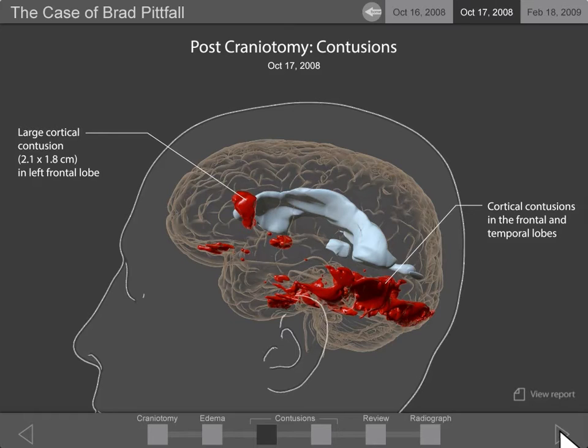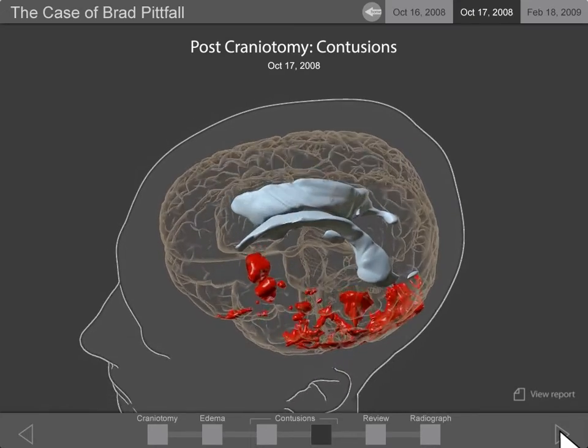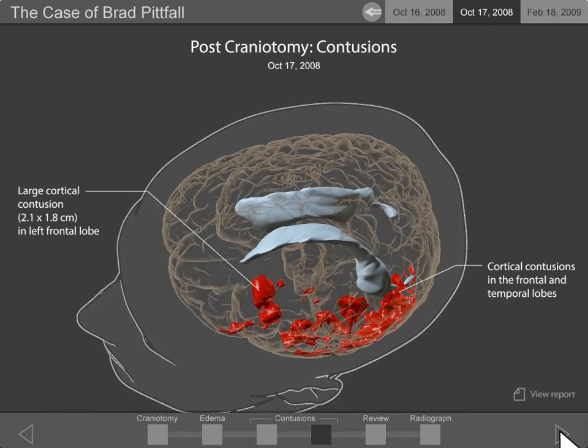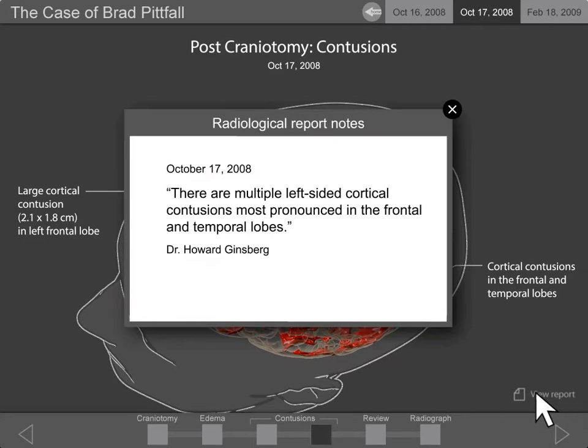New injuries have appeared deep to the surface of the brain. These are multiple cortical contusions in the left frontal and temporal lobes. The largest of these cortical contusions measures 2.1 by 1.8 centimeters in size. This evidence is supported by the radiological report.